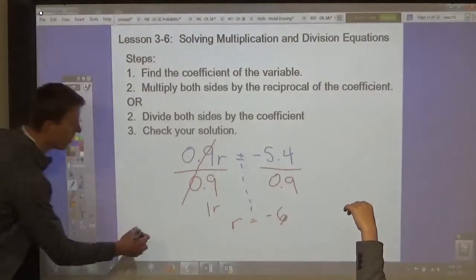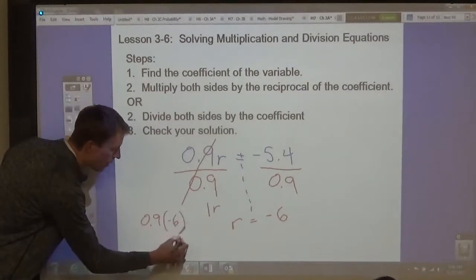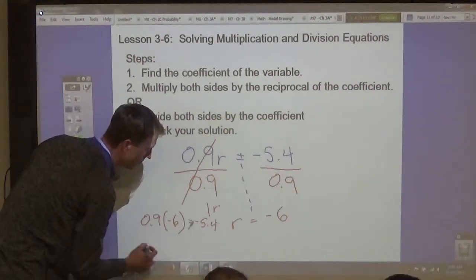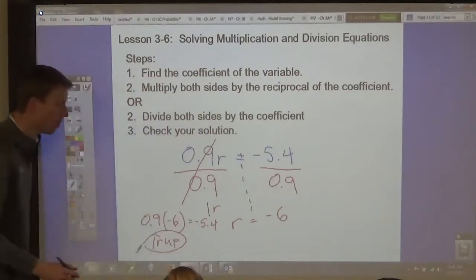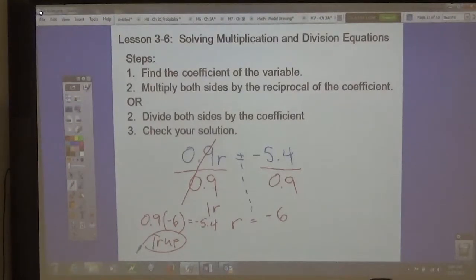And then check it. 0.9 times negative 6. And that should be negative 5.4. If it's true, you know you got the right solution. Okay? Any questions on this one?